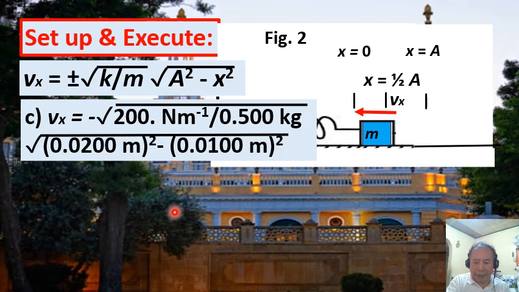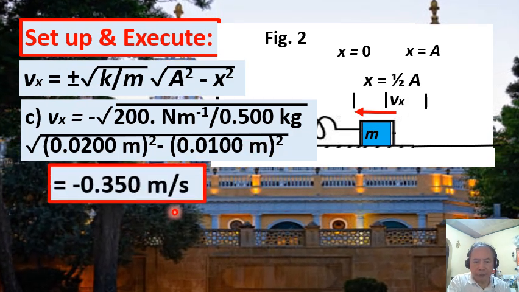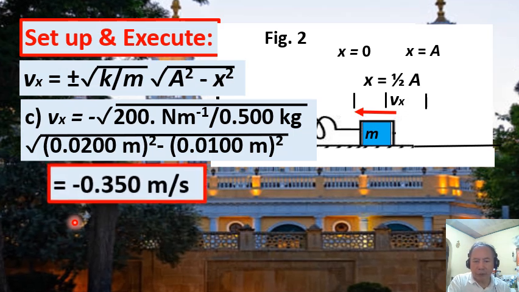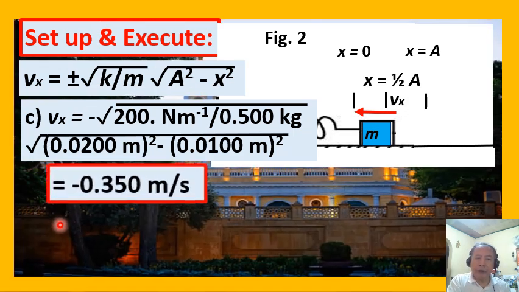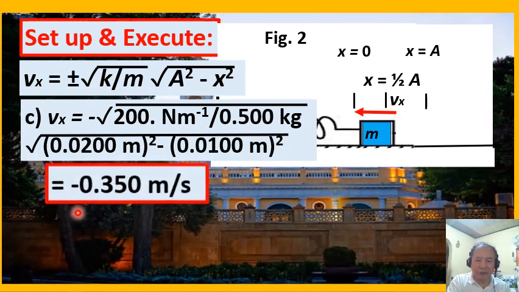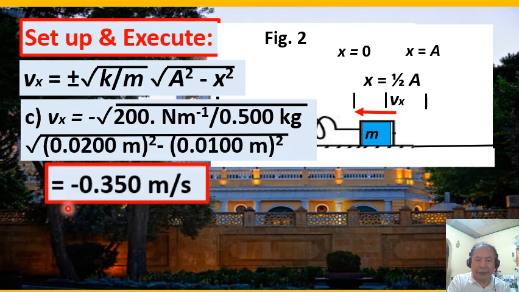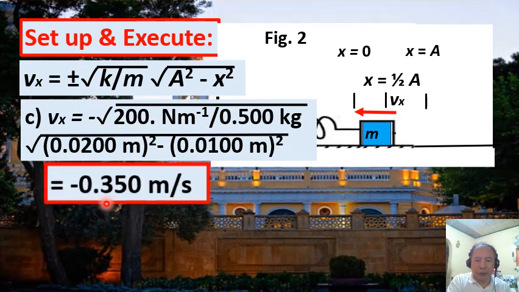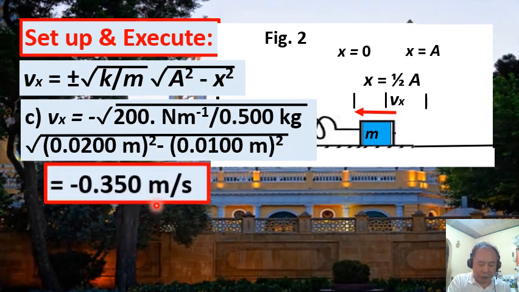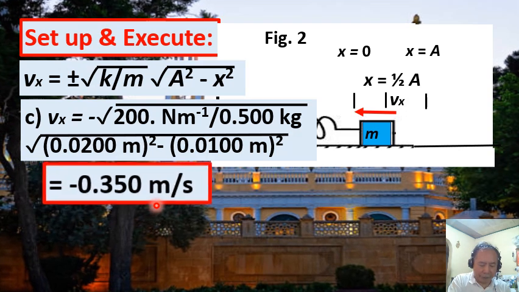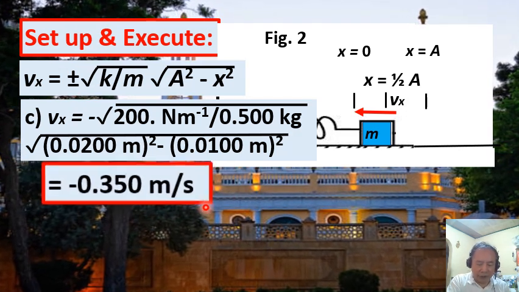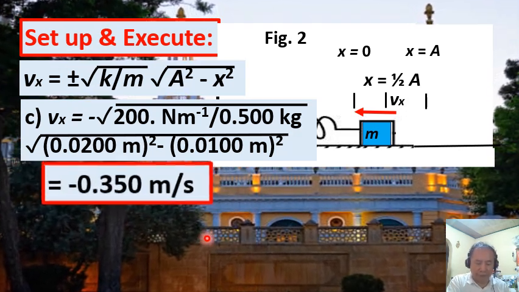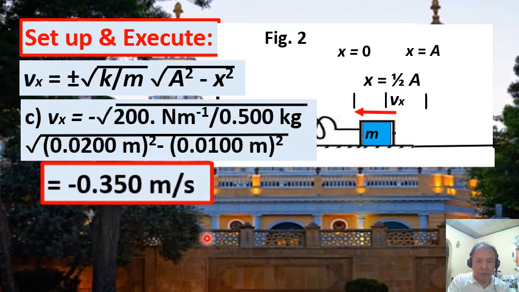So when we do our math, we get the value of the instantaneous velocity Vx equals negative 0.350 meters per second. It is negative because it is heading towards the left, right?